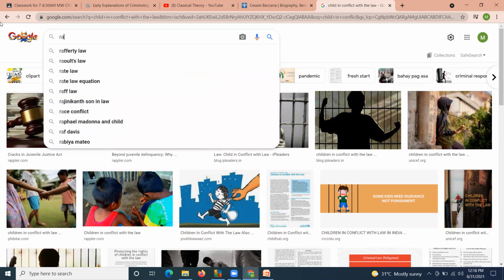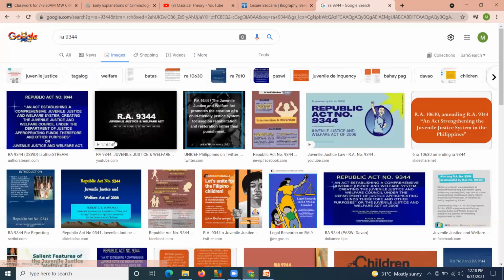Under Republic Act 9344, the best interest of the child is the main focus of the government. Again, the best interest of the child is the main focus of the government. In fact, even if the law itself, 9344, was already amended by Republic Act 10630, an act strengthening the juvenile justice system in the Philippines, the provision of RA 9344 which states the best interest of the child has only intensified.